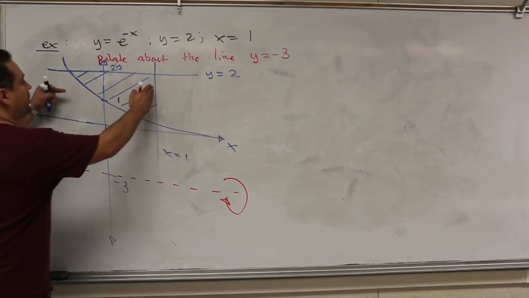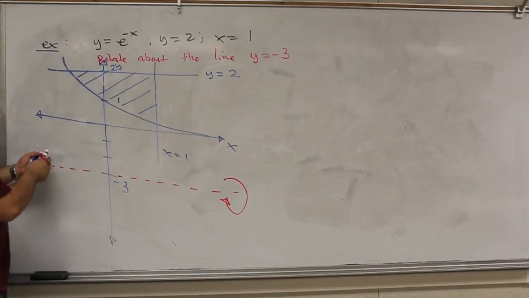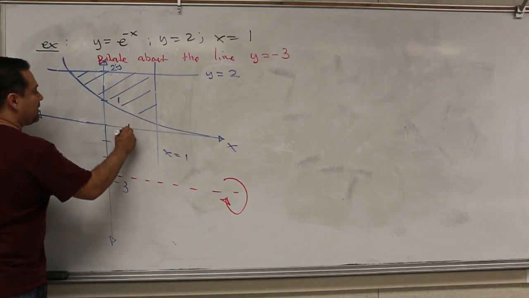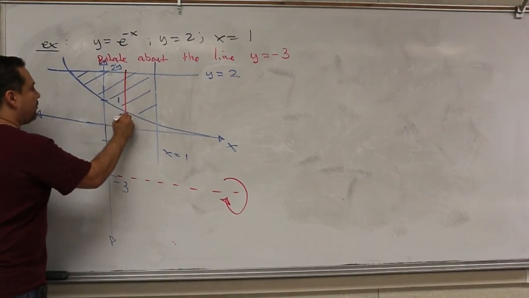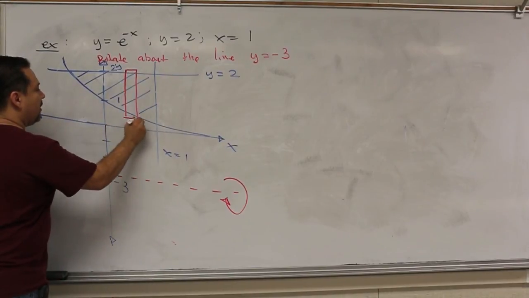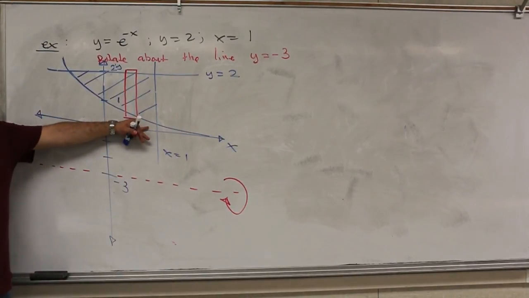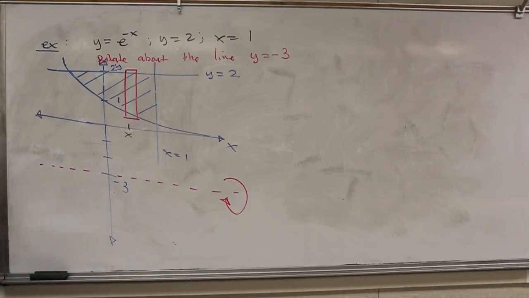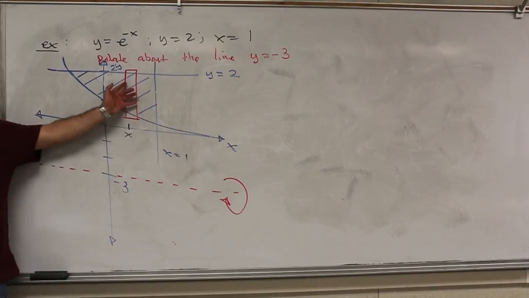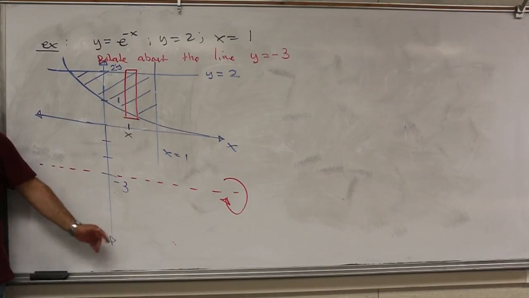We're trying to look at this region here, how it's defined, and for any arbitrary value of x, let's say the x is right here, we've been rotating that particular rectangular strip. It was about the x-axis. It's no longer about the x-axis. It's about another line that's actually horizontal. So we're rotating about horizontal lines here. So if we rotate about this horizontal line, what are we looking at?